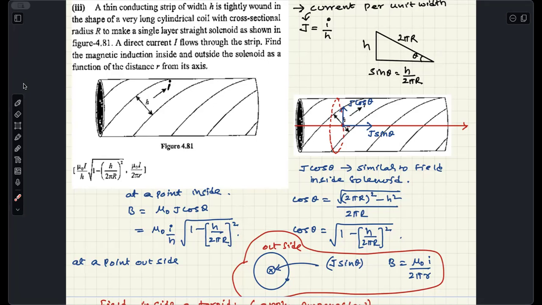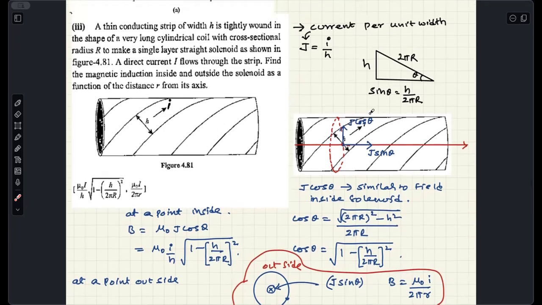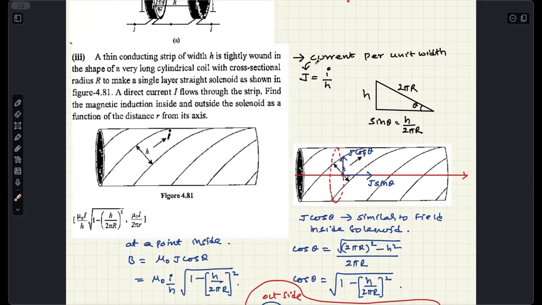Sir, in what way is it different? I'll explain. If you allow me, I can use the phrase current per unit length. Any doubts? Right. Current per unit width, actually, because you mentioned here the width is h. So I am taking current per unit width. Any doubt? J is equal to I by h. This is what I have decided.